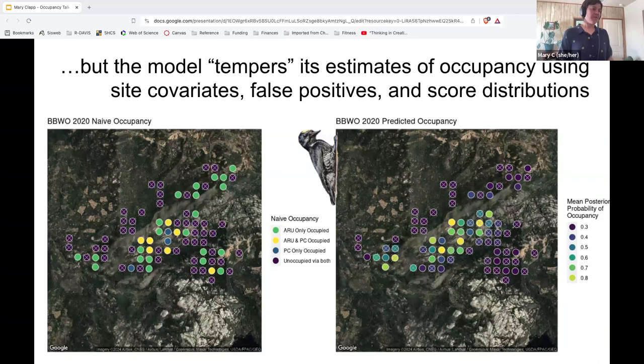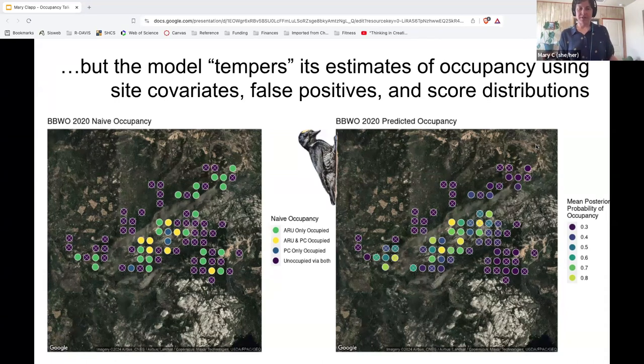But me being the field biologist at heart, I had to go in and listen to some of these ARU detections. And sure enough, some of them were true positives and some of them were false positives. And the model was able to sort of temper that.